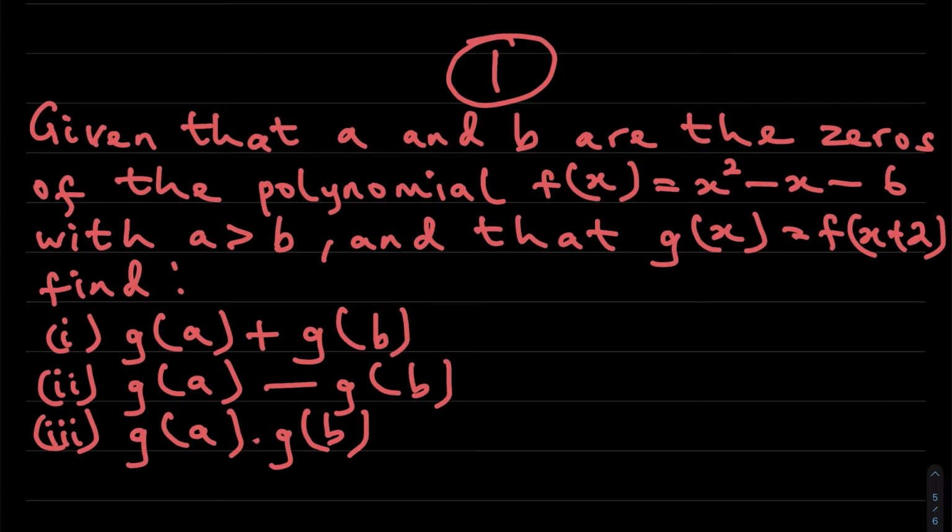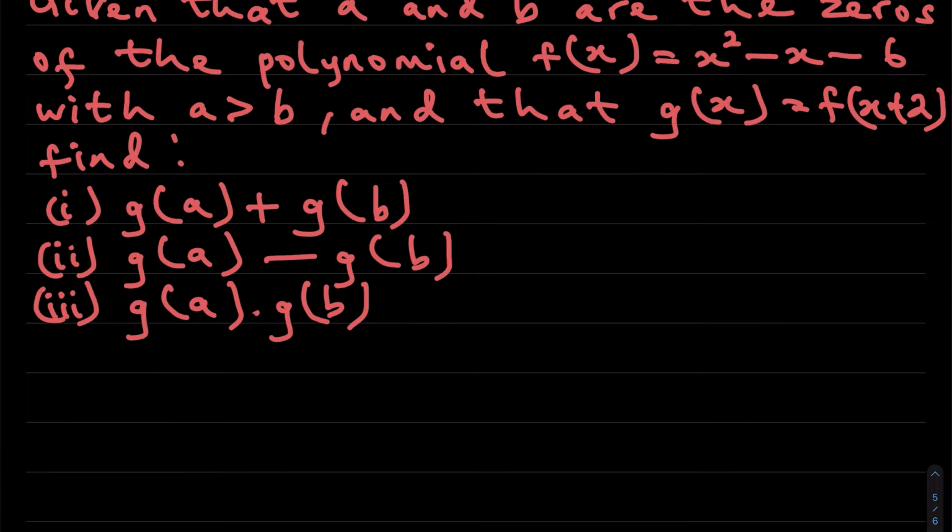Number one, given that a and b are the zeros of the polynomial f of x equals x squared minus x minus 6, with a greater than b, and that g of x equals f of x plus 2, find (i) g of a plus g of b, (ii) g of a minus g of b, and (iii) g of a times g of b. Okay, that's supposed to be simple.